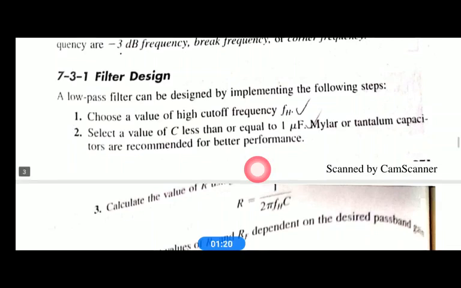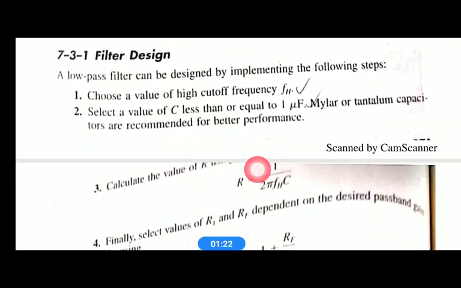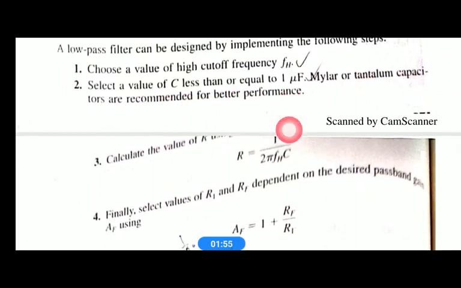So in step 1, first we need to choose the value of high cutoff frequency FH. The second one, select a value of C less than or equal to 1 microfarad. Mylar or tantalum capacitors are recommended for better performance. So we need to select C equal to or less than 1 microfarad.